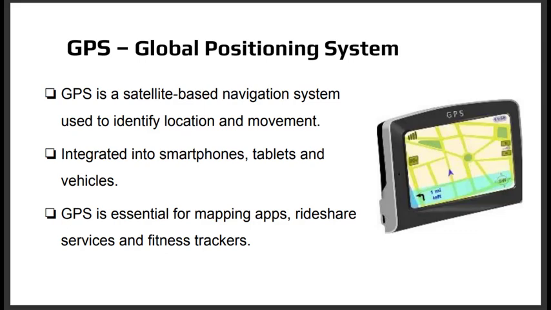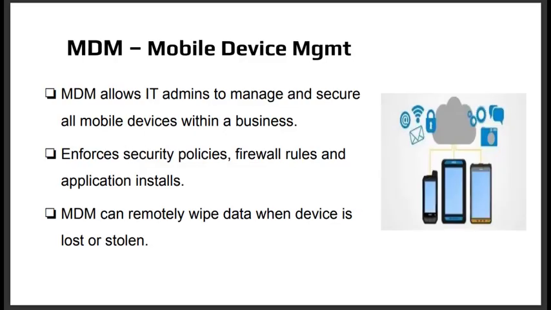We use GPS also in many of our modern applications, such as rideshare services, such as Uber and Lyft, DoorDash, our mapping applications, and our fitness trackers. Next is Mobile Device Management, MDM. MDM is how we allow our administrators to manage all of the mobile devices within our enterprise environment. With MDM, we can have one software interface that allows our IT administrative staff to manage all of the firewall rules, installation of applications, and security policies for all of the users and their mobile devices.